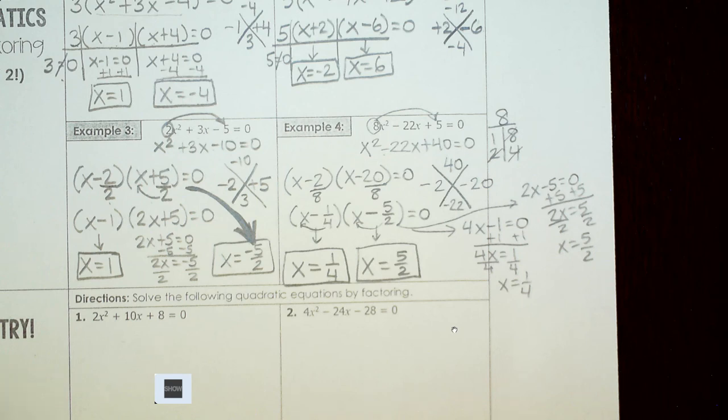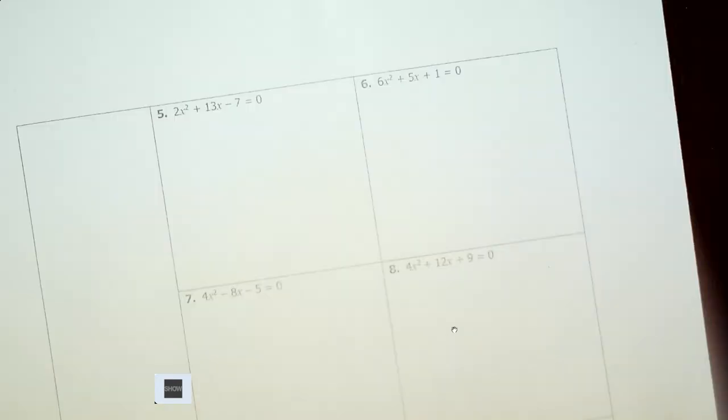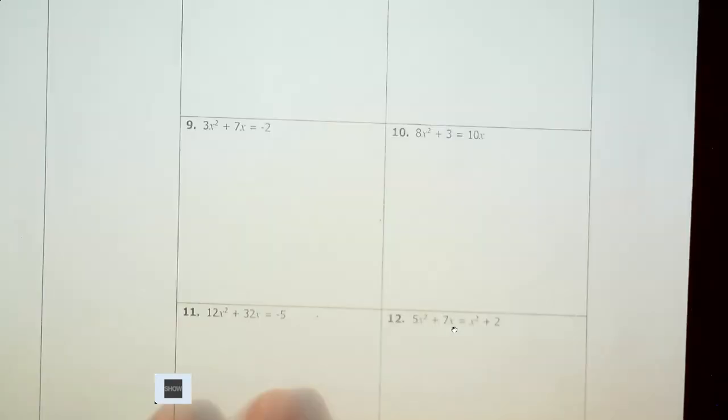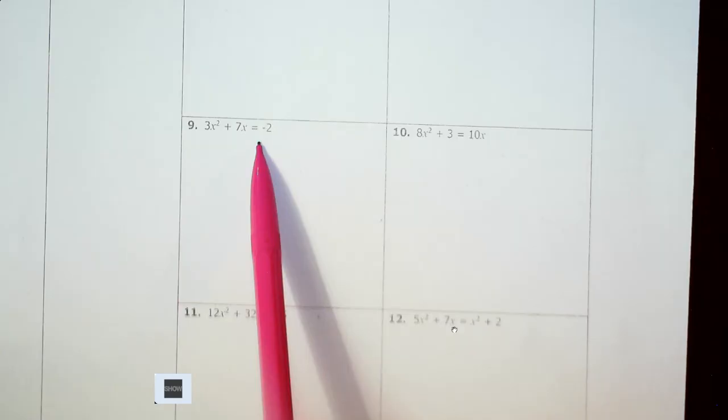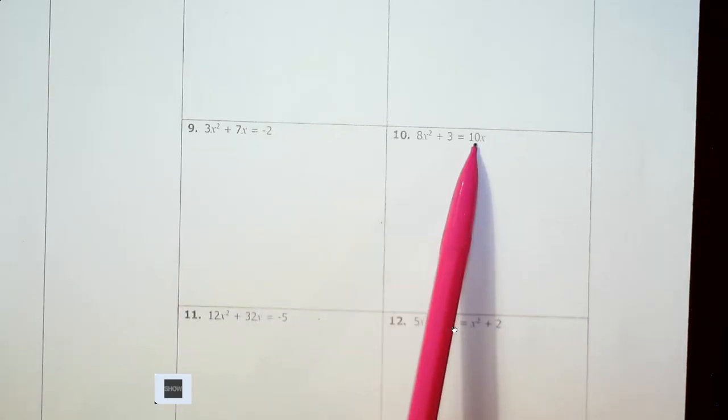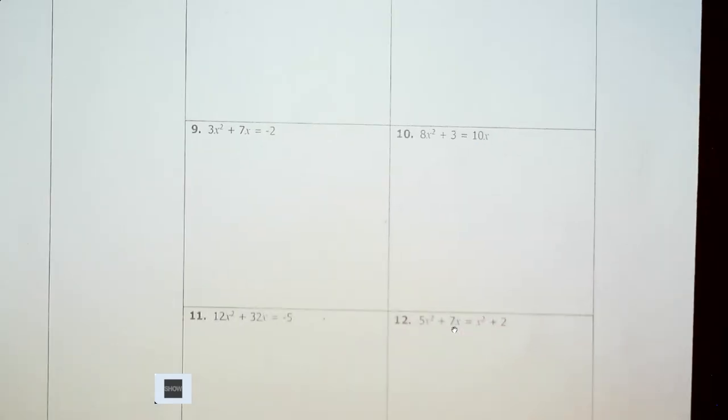All right, you should be able to do the rest of those. I would caution you on the last few, the last 4 on the back, starting with number 9. Make sure it's equal to 0 before you start. See how these are not in standard form? Be careful on those last 4. All right.